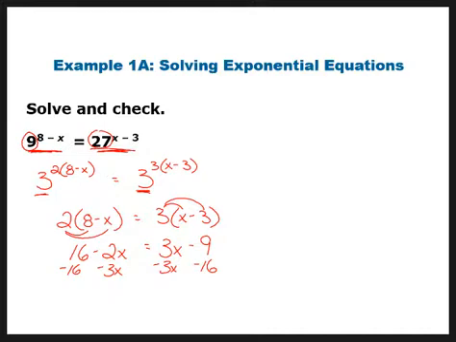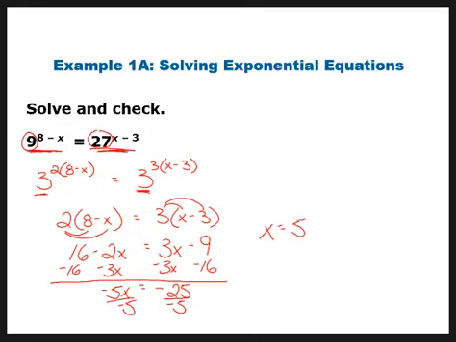Alright, so when that's all said and done, I'm going to have negative 5x, and that's going to be equal to negative 25. Alright, so from there, it's pretty easy to see if we divide by negative 5, x is going to be equal to 5.